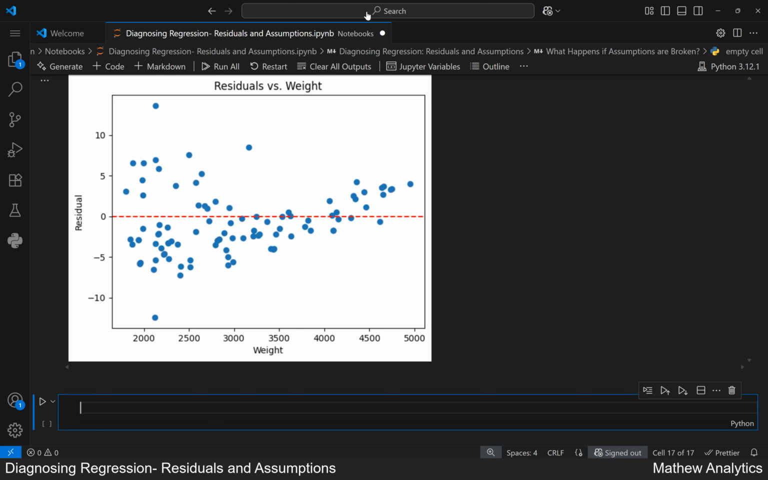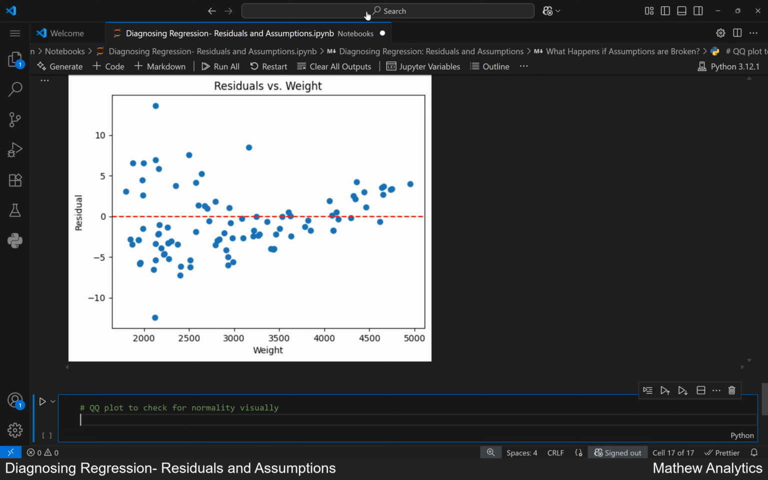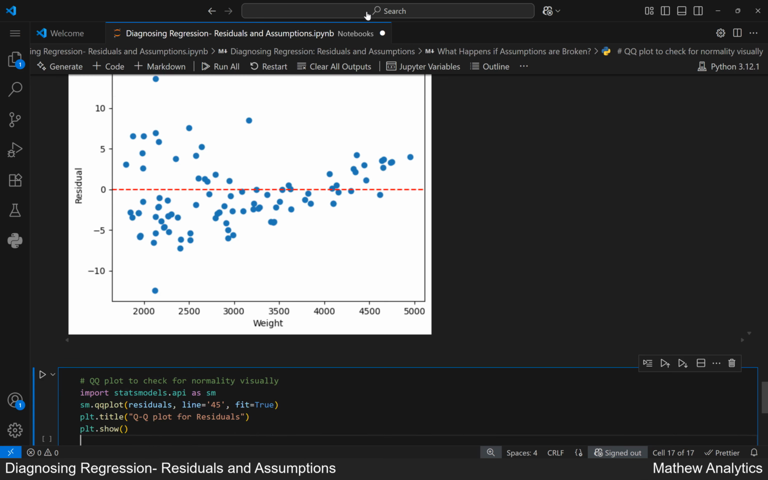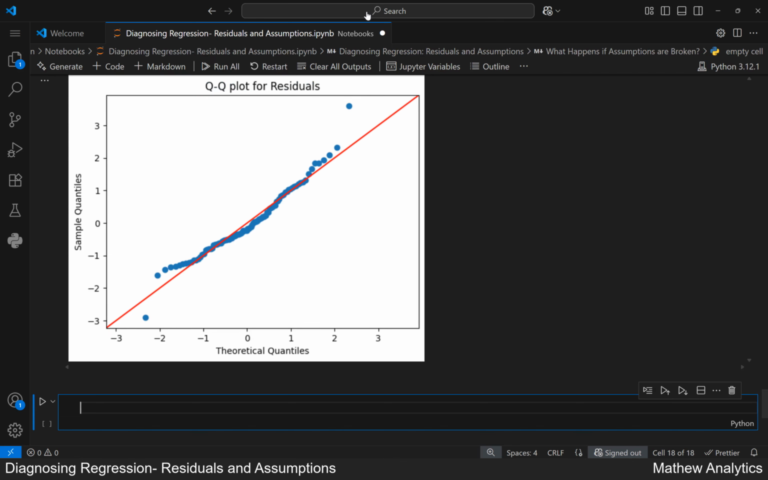One more way to inspect normality is a quantile-quantile plot. A QQ plot compares the distribution of residuals to a perfect normal curve. If points stay near the line, it is a good sign. Large bends away from the line mean trouble. We make and show the plot. Running the cell now. Try explaining what you see in your own words.